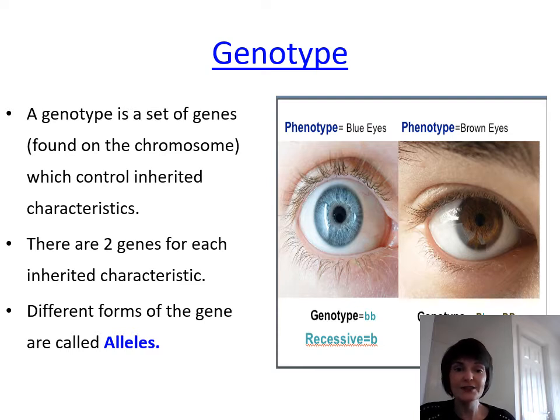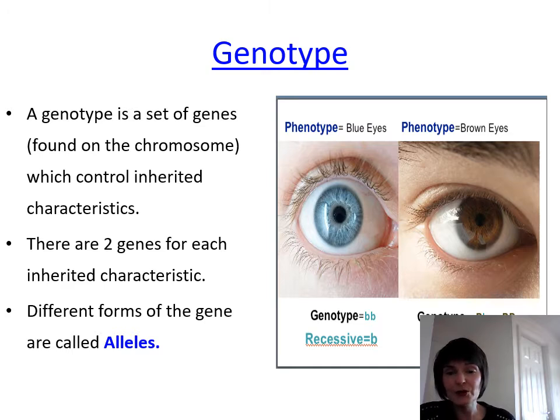Okay, and we'll come on to alleles in a second. But just for now, the main difference between a genotype and a phenotype is that a phenotype is what the organism physically looks like, and a genotype is a set of genes. It's the letters that describe that particular character, that inherited characteristic. So a genotype is always written in letters.